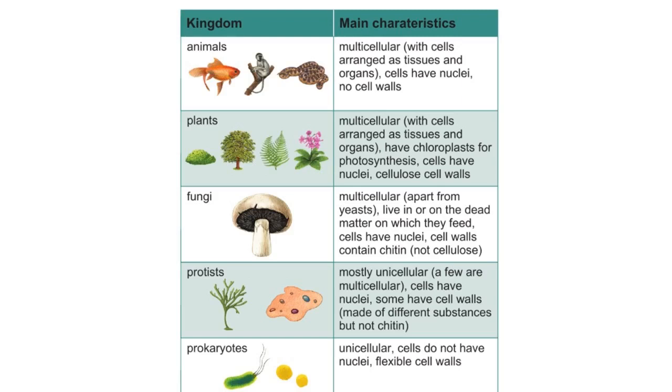The last kingdom is the prokaryotes, and these are also unicellular, but the difference here is they do not have a nucleus inside their cells. Their DNA is actually loose inside the cell, it's not contained in a nucleus, and they also have a flexible cell wall. And an example of a prokaryote that you've definitely heard of is a bacteria, so you can write down bacteria for your example.